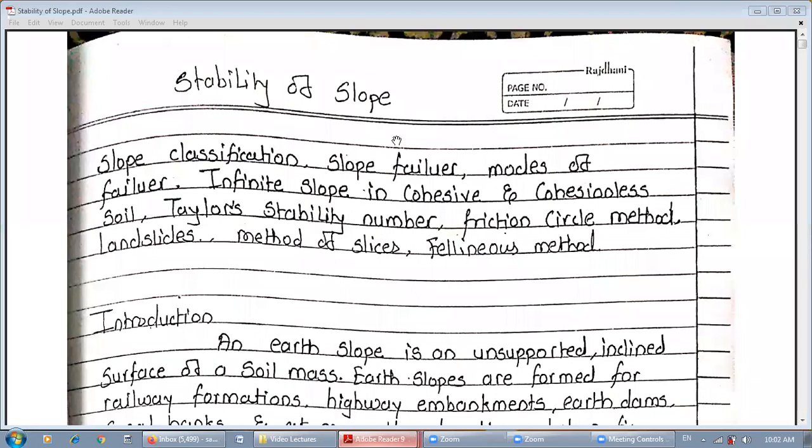So, up till now, within the slope stability of soil, we have gone through some points. So very fast we will revise that and then we will start with the new one.